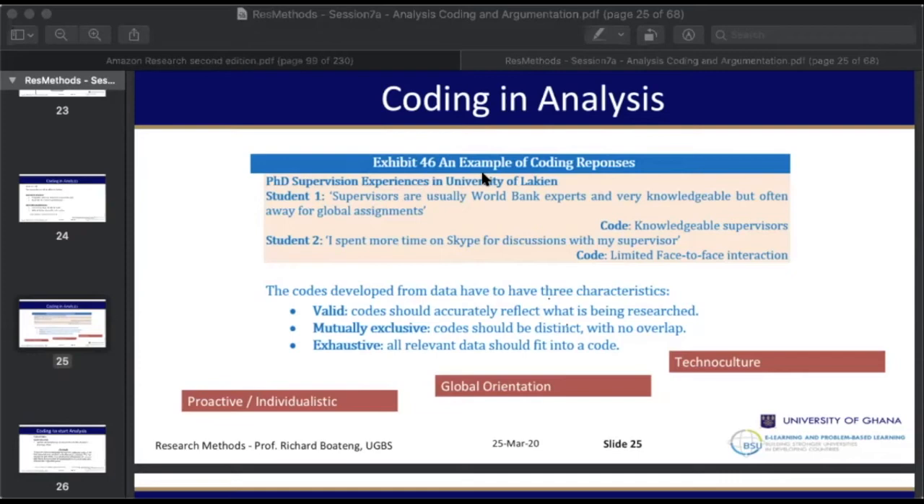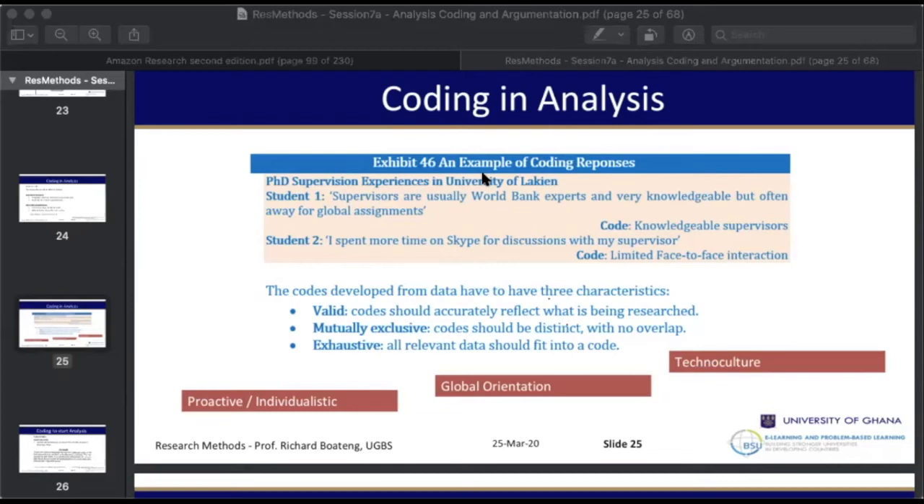So codes are developed from data to have three characteristics. They should be valid. Code should accurately reflect what is being researched. So as you are coding, try to keep in mind what your research purpose is. Otherwise, you'll be coding and coding and coding, and you'll not be talking about a research purpose. Number two, they should be mutually exclusive. Codes should be distinct and not overlap.